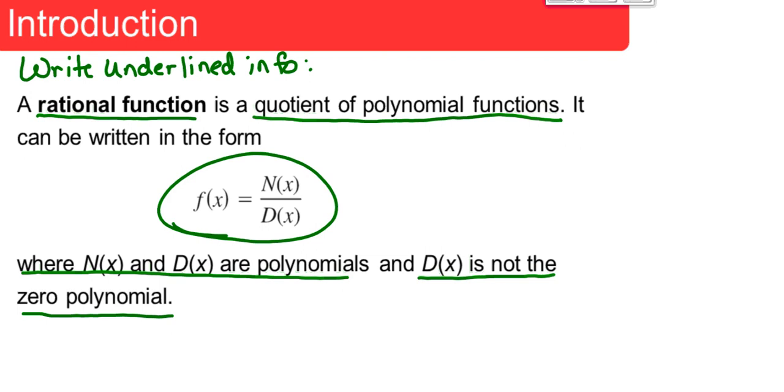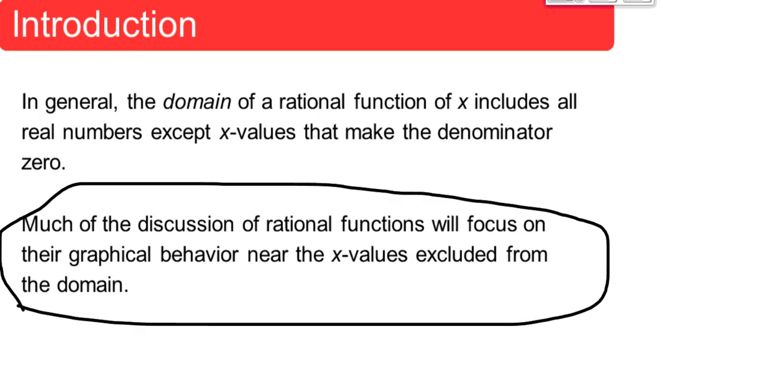A rational function is the quotient of 2 polynomial functions, and it can be written f of x equals n of x over d of x. You can think of n of x as the numerator function and d of x as the denominator function, where n of x and d of x are both polynomials, and d of x is not a 0 polynomial because we can't divide by 0. In general, the domain is all real numbers except x values that make the denominator equal to 0. And a lot of times we're going to be looking at the graphical behavior near the x values excluded from the domain as we go through that.